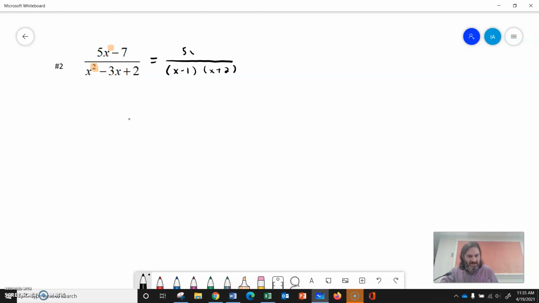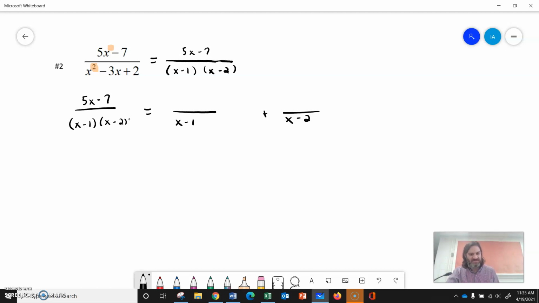So the numerator stays the same, 5x minus 7. So let's write this up. 5x minus 7 over the factors x minus 1 times x minus 2. I don't know why I wrote plus 2 there, I'm sorry. So the two factors here are x minus 1 and x minus 2. And both of those are degree 1, so the numerators will just be a constant. So we'll have a over x minus 1 and b over x minus 2.